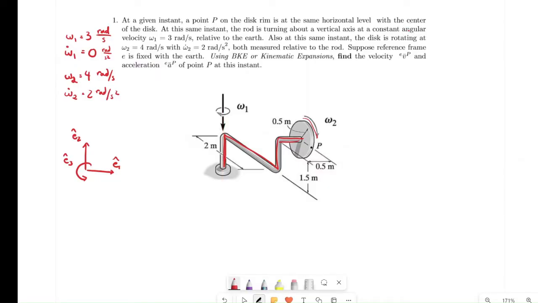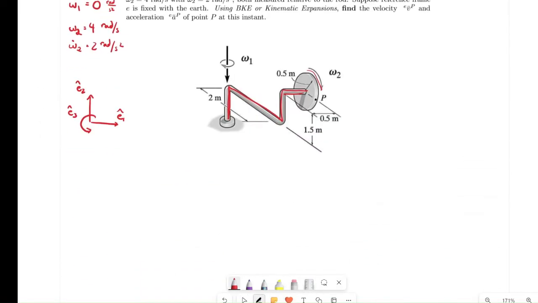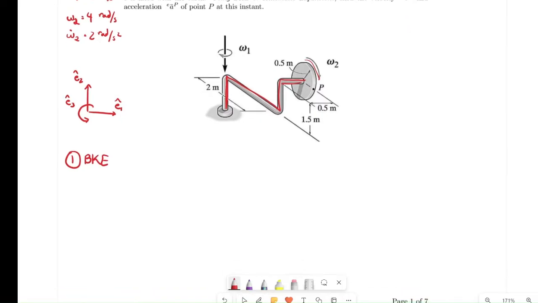Suppose reference frame E is fixed with the Earth, which we already drew. Using BKE or kinematic expansions, find the velocity and acceleration of point P at this specific instant. So I will do this problem first with the BKE approach, and then we can do the same thing with the velocity kinematic expansion stuff.